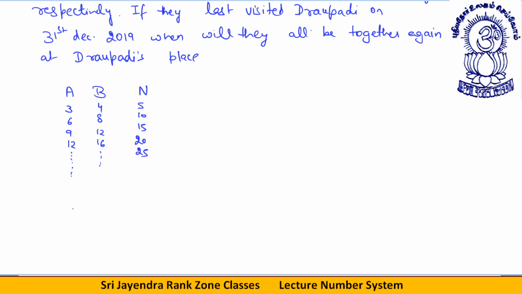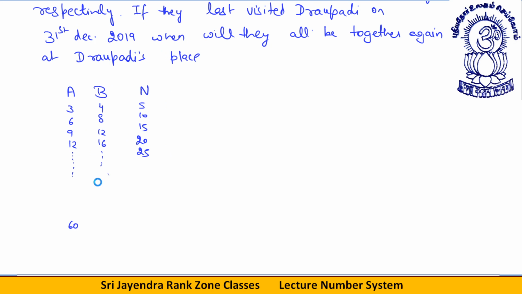I have to find a number which will be common to all of them. Let's say Arjun came after 60th day. Bhim also, as per the table, will come after 60th day, and the same way Nakul will also come after 60th day. What we need is to take the LCM of 3, 4, and 5. So what is the LCM of 3, 4, 5?